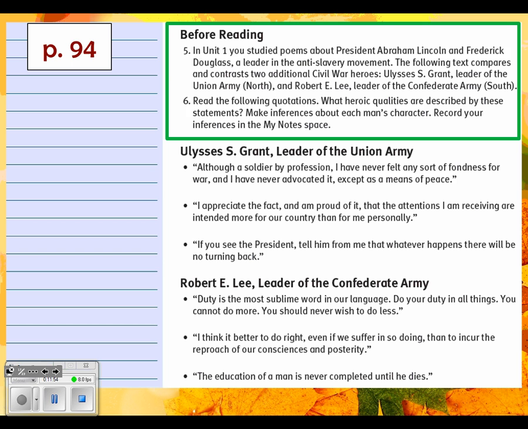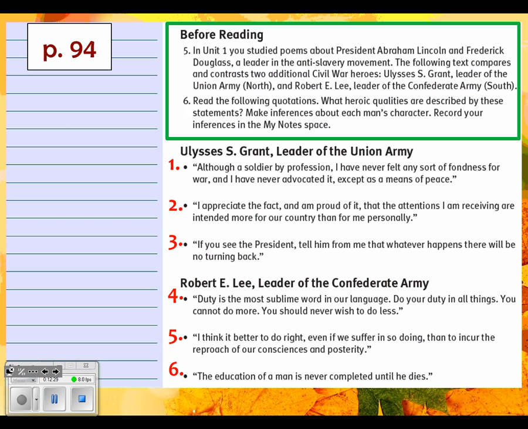All right, step 6 tells us that you're going to be reading some quotes, and you're going to try and extract heroic qualities about each one of these men. So Grant was considered a hero for the Union Army. Lee was considered the hero of the Confederacy. So what I'm going to have you do first, with those bullet points, go ahead and number them off, 1 through 6, just like you see on the screen. And we don't have time to look at every single quote, so we're not going to do every one, but I'm still having you number them.